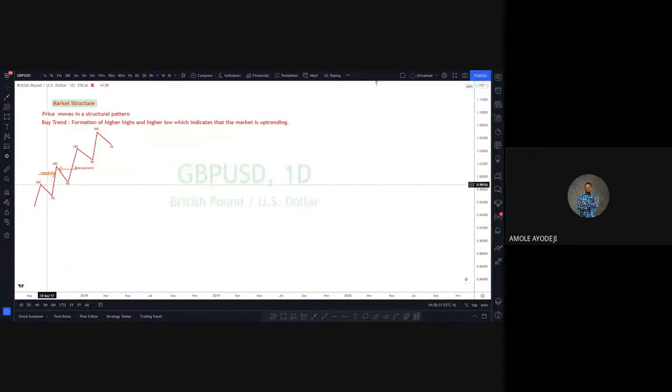The impulsive move is the move that breaks the previous higher high. So look at this. This is the higher high. This is the higher low. The move that breaks the previous higher high, which happens to be this, is the impulsive move. So we can say this is another impulsive move here, because this move broke this last higher high.